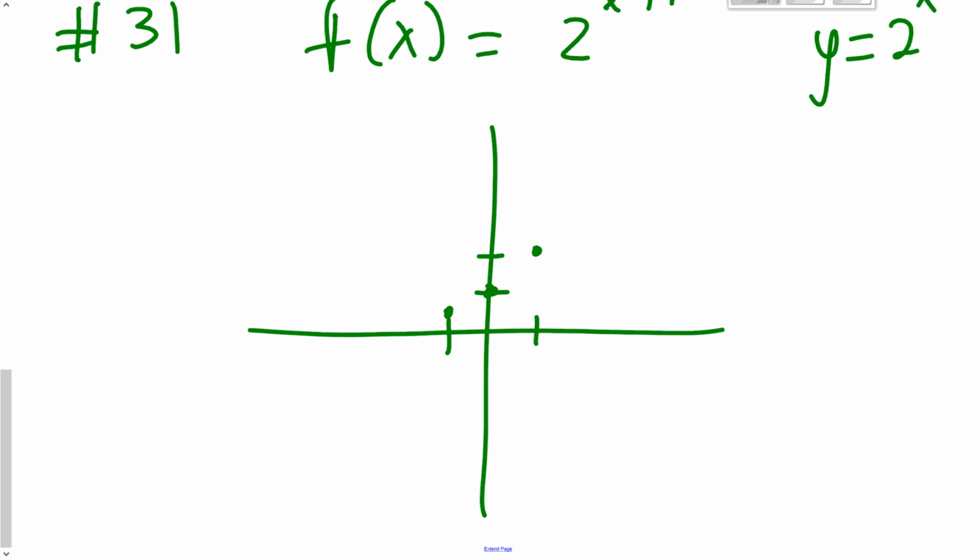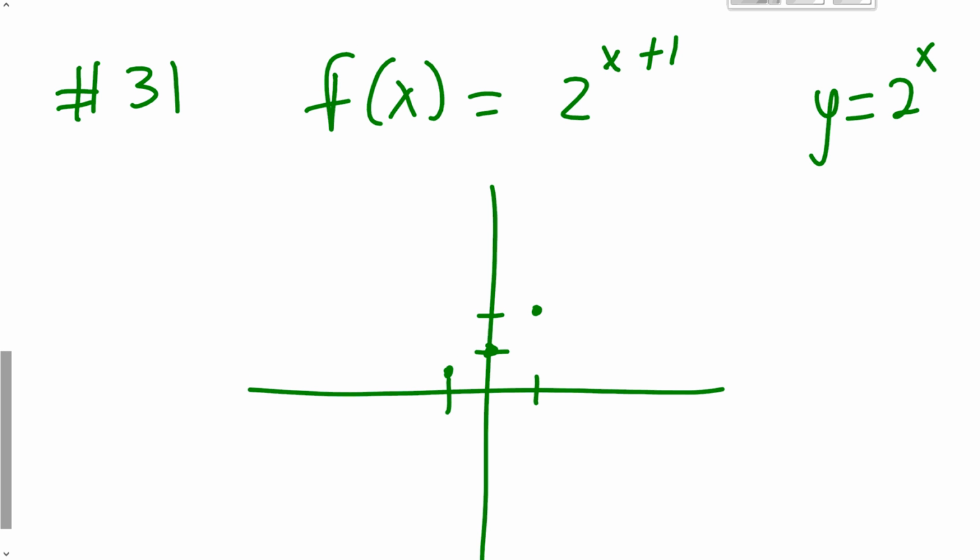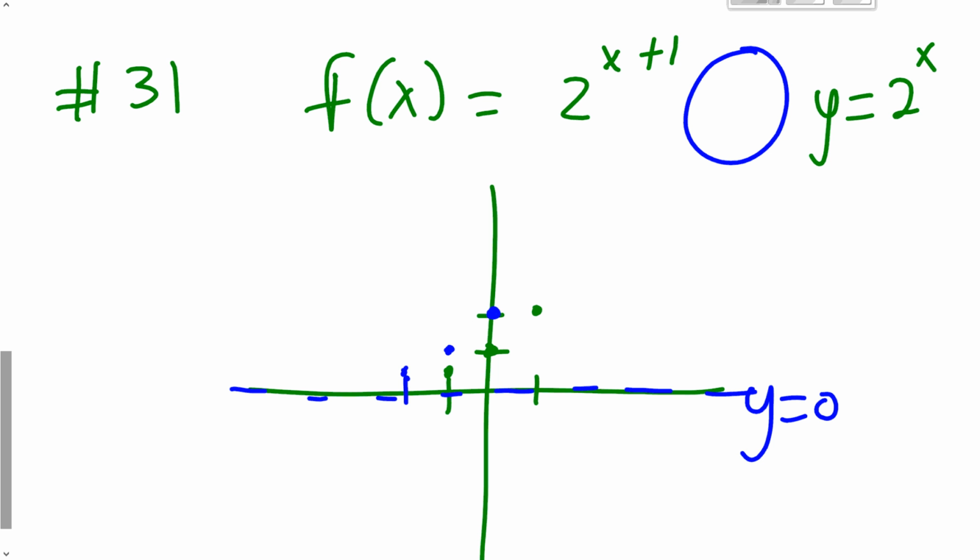Now this says we're adding 1 to our x, so that's actually going to do the opposite. It's going to move it left 1. So all these points are going to move left 1. Left 1, left 1, left 1. And again, we're not adding anything outside, so our horizontal asymptote is still y equals 0. It's not going to cross that, and it's going to increase from there.